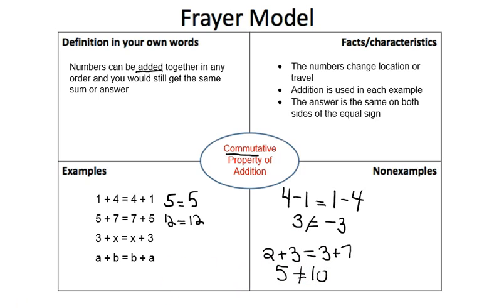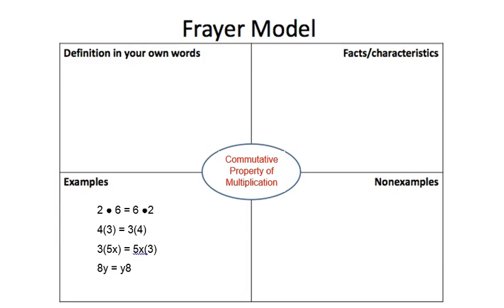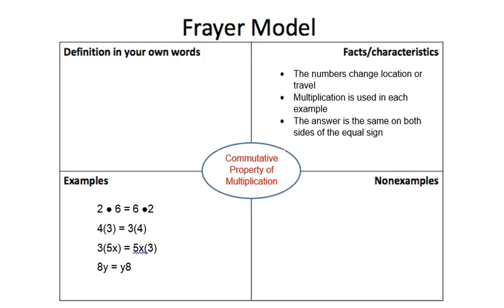Okay, let's move on to our next property. This property is called the commutative property of multiplication. It's very similar to the commutative property of addition. However, we're just working with multiplication. So go ahead and look over those examples and fill in some characteristics in the top upper right-hand corner box. So once again, the numbers changed location or traveled. For example, 2 times 6, the 2 is first, the second number is the 6. However, on this side, it's 6 times 2, so the numbers just switched spots.